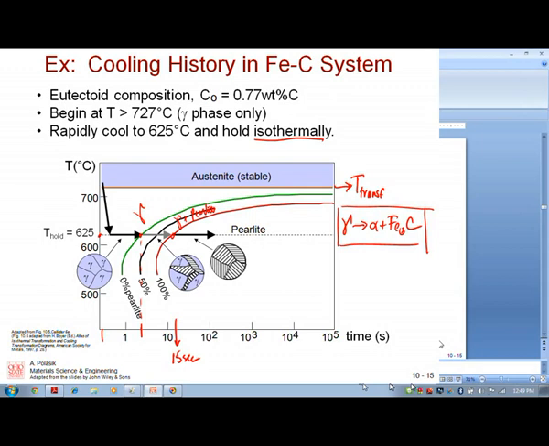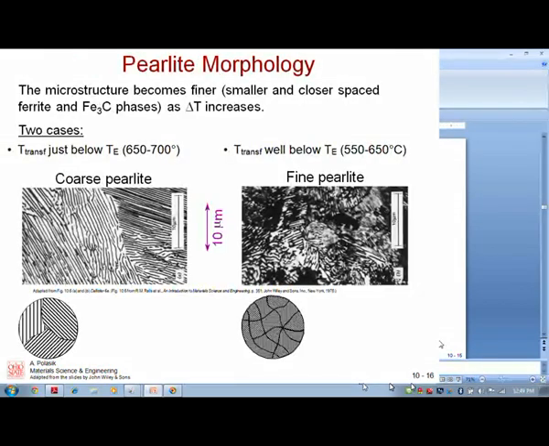Now, we've talked before that we can change the thickness of those laths, right? We're not changing the relative amount of cementite or alpha. That should have become clear over your recitation. If you still have questions, come see me afterwards or in office hours. But we are changing the thickness between coarse pearlite and fine pearlite.